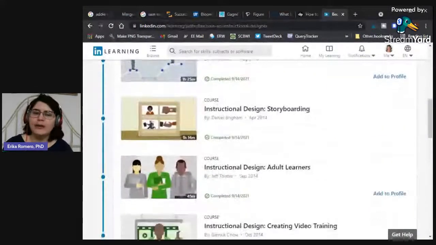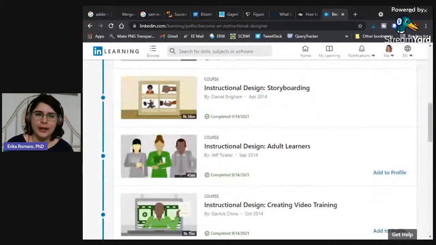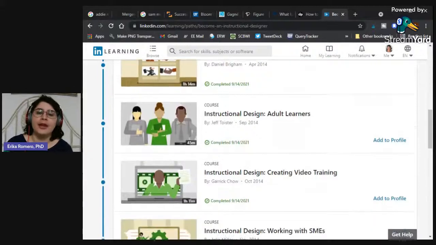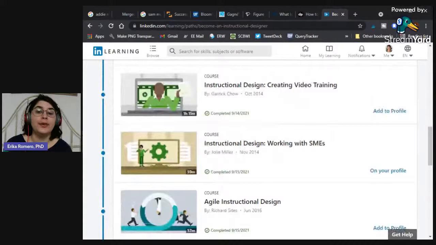Storyboarding is a huge element of instructional design that I think a lot of us don't do as college instructors. We don't actually storyboard what our course will look like. We just maybe outline it and start creating it, or we just go straight into creating. That's an important one to look into. But you can go through here and get a sense of the job. Working with SMEs, subject matter experts, is a big element of this career as well.